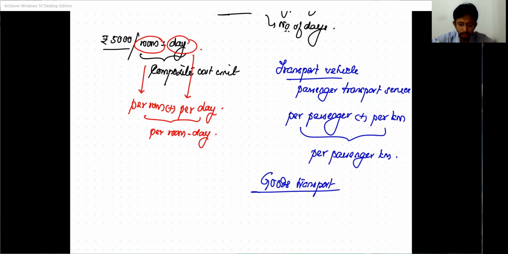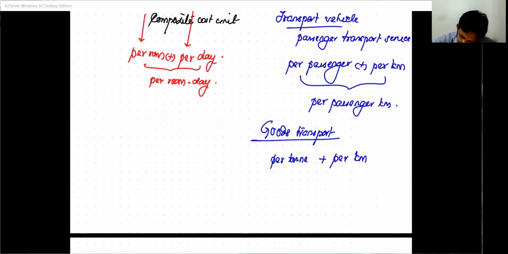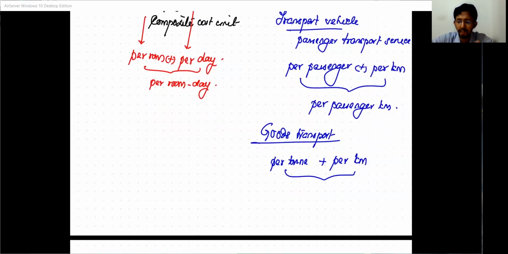Similarly, if it is goods transport, it is not per passenger, it will be the quantity of the goods which is transported. So you have to say per ton or per kilogram, whatever. So here you have per ton plus per kilometer. So the combined or composite cost unit will be per ton kilometer. Friends, this is how you identify composite service units.